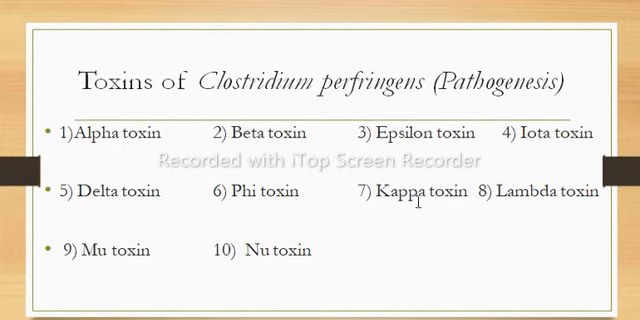7 is kappa toxin, lethal, collagenase, gelatinase and necrotizing. 8 is lambda toxin, which is a protease. 9 is mu toxin, that is hyaluronidase. 10 is nu toxin, it is lethal, deoxyribonuclease, hemolytic, necrotizing. Their lethal effect is tested by injection in mice.